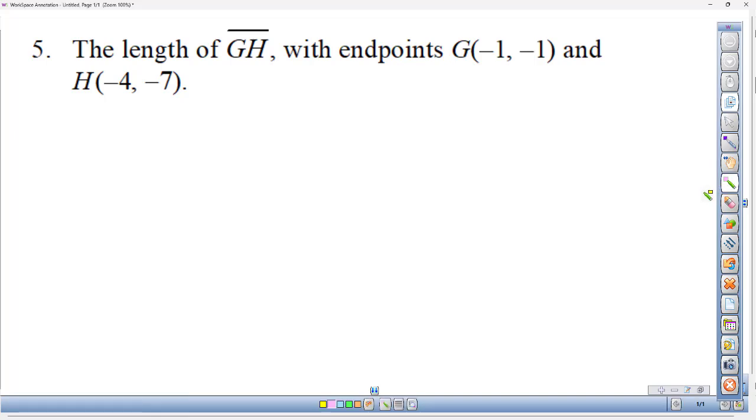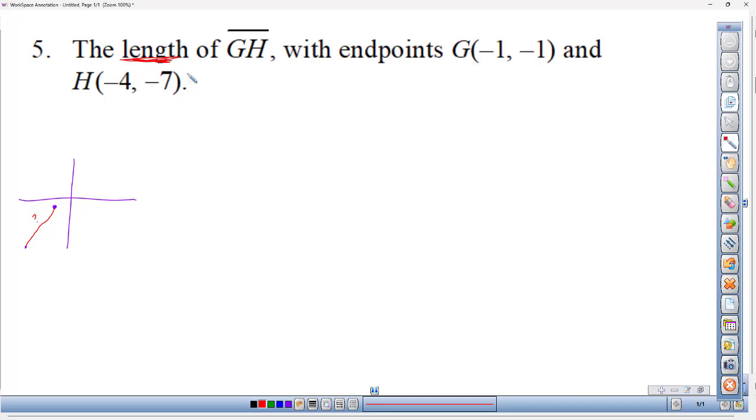All right, here's number 5. It says find the length of segment GH with endpoints G and H. And just in case you don't realize what this is talking about, there are endpoints, let's see, -1, -1 would kind of be down here, and -4, -7 would be right here. And we have some segment that connects them. And the question is, how long is this, right? That's what they're asking for, the length.